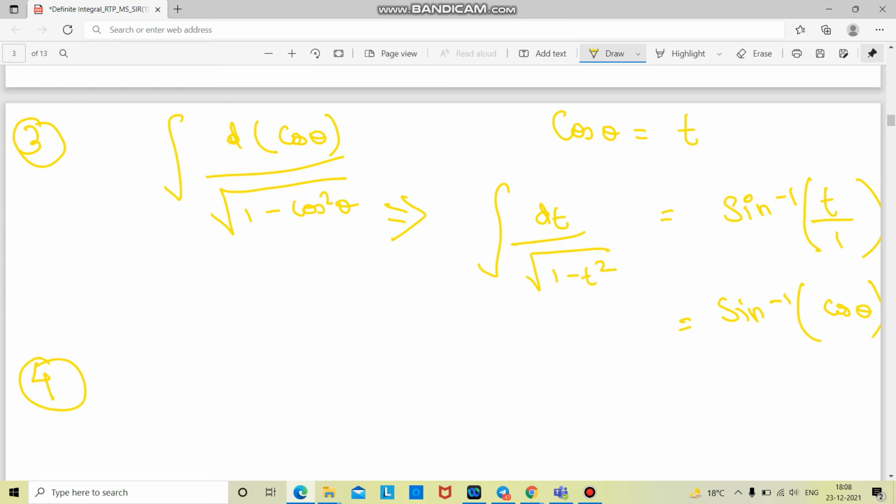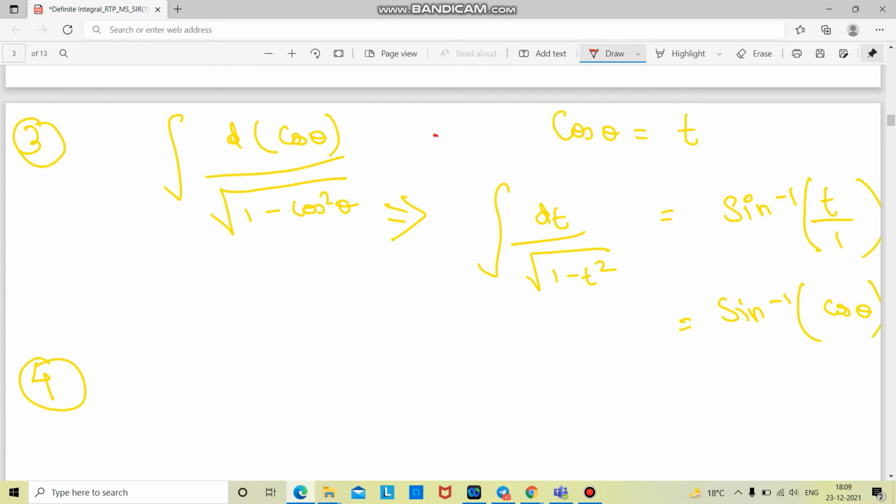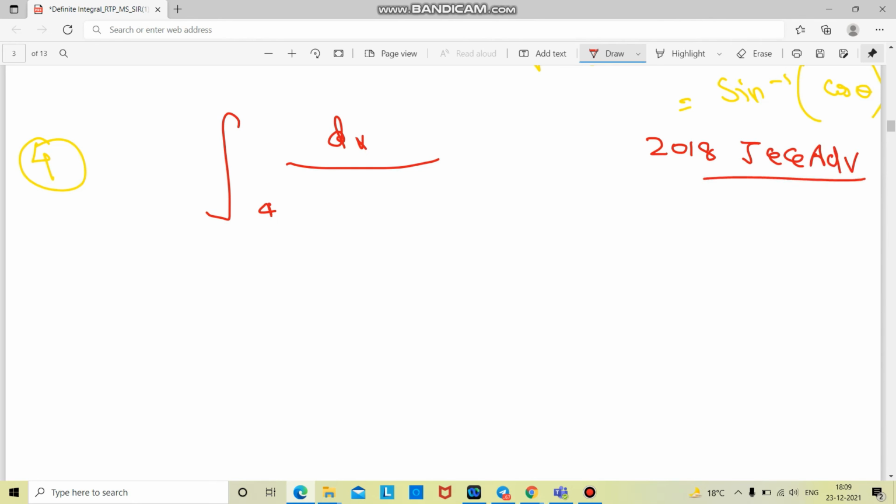Fourth question. We will take one more. This particular type of question has come in JEE Advanced 2018. I don't know whether the same questions have come or not, but the type was the same.